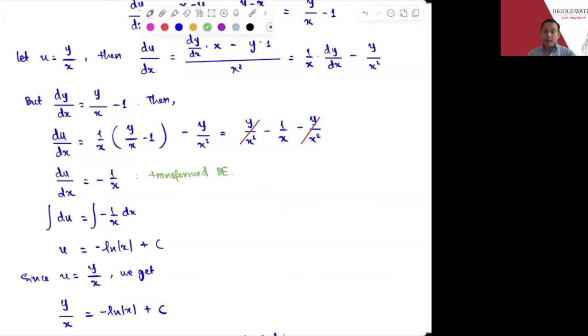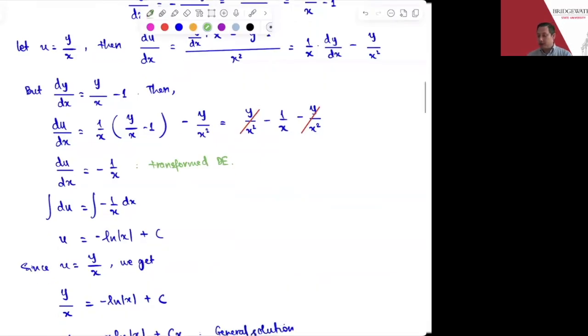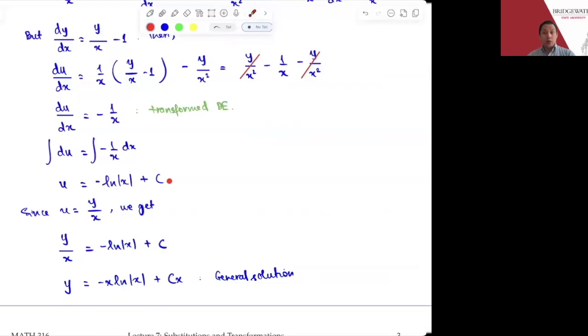And from this transformed differential equation, you use separation of variables to solve for the solutions. So this is the general solution of the transformed differential equation. But at the end, you have to substitute the original variables back. That is, u equals y over x implies that y over x equals negative ln of the absolute value of x plus c, and that's how you find the general solution to the given differential equation.